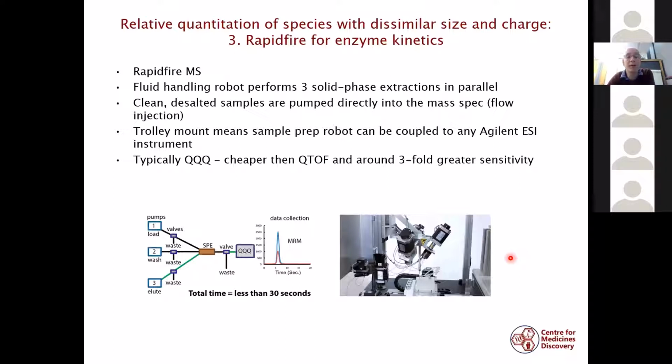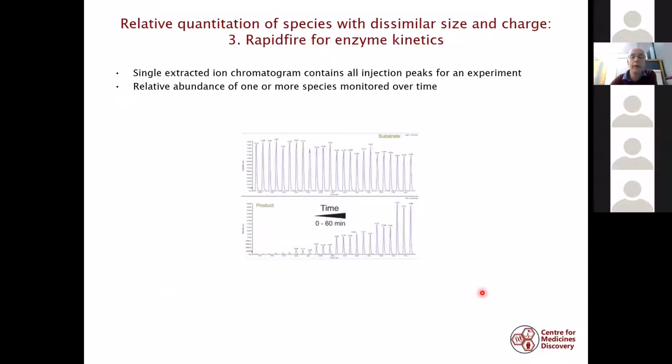So you can couple this instrument to any Agilent mass spec. Typically they sell this with a triple quad instrument. It's a bit more sensitive than a QTOF, and it's also cheaper. So this is your RapidFire robot, and the data that you will get is a single extracted ion chromatogram for all the injections you have made.